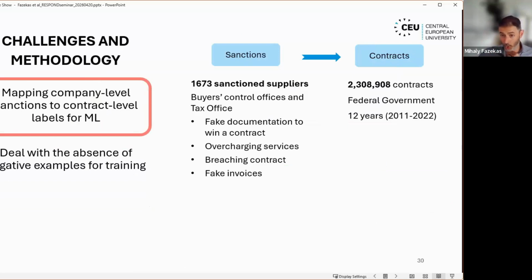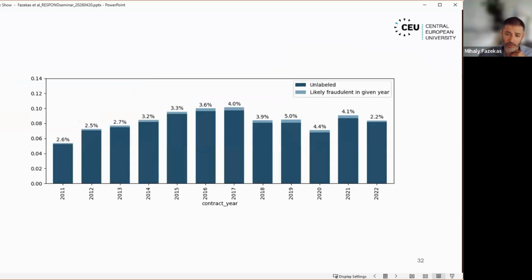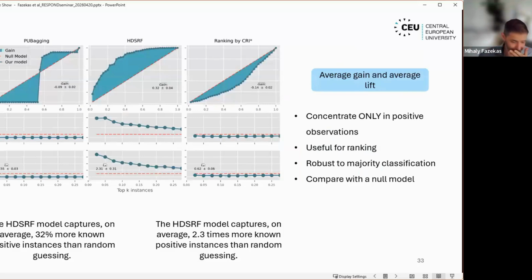Okay, so we have 2 million contracts in Mexico for 12 years, and 1,673 sanctioned suppliers, sanctioned for different things: some for fake documentation, some for overcharging, some for submitting fake invoices, and some sanctioned for breaching contractual terms, which we think is a euphemism for corruption. But of course, some of these irregularities might actually not be related to corruption, so we might have a bit of heterogeneity in the sanctioned cases. Yet, this is what we are trying to predict, and this is the distribution of the likely fraudulent cases over the years. I will not have time to go into the details of all of this.